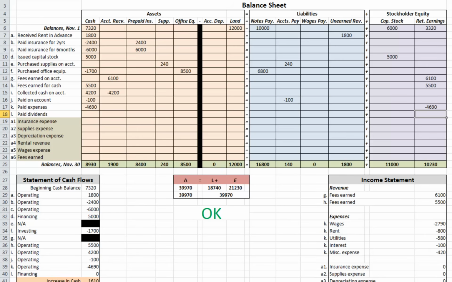Okay, so we're down to our last transaction, and that is at the end of the month, Dr. Landry, as the owner, pays himself a cash dividend. So in this month, he's going to pay himself a cash dividend of $1,200. And let's go ahead and record that. So we're going to have cash minus $1,200.